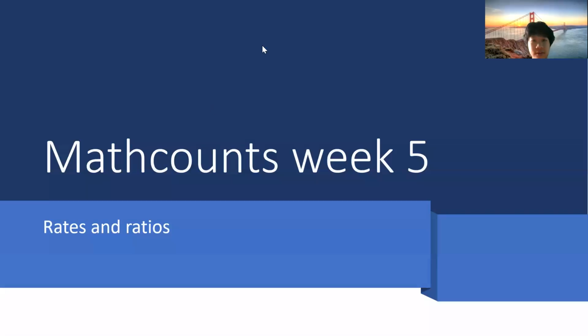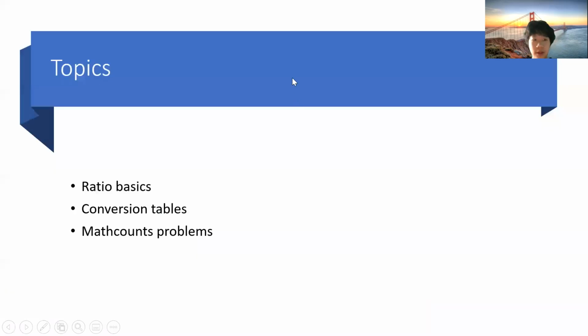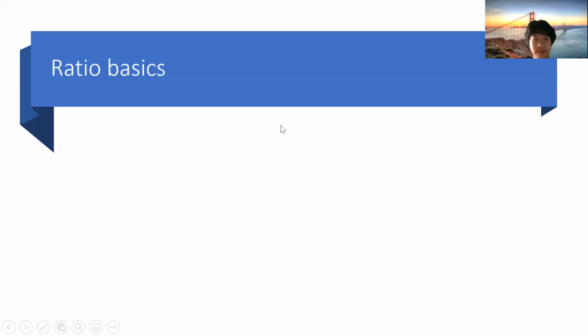Okay, so MathCounts week 5, rates and ratios. The topics are: I'm going to go over the basics of ratios, and then I'm going to go over something really helpful that you only teach in high school. I learned this last year, and it's really helpful for rates or ratio problems. It's a really helpful trick. These are called conversion tables. And then we have MathCounts problems, all right?